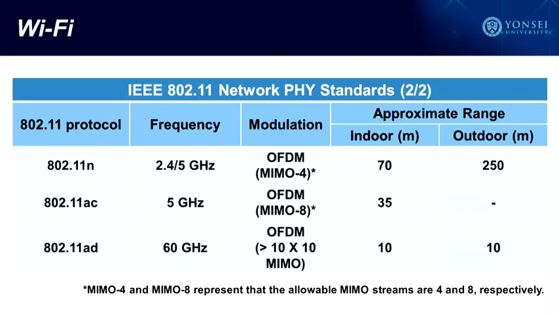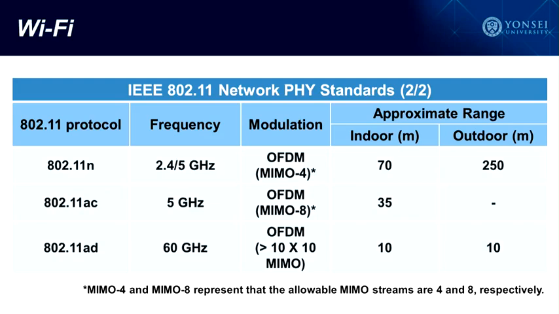Now, for the 802.11 wireless local area network standards, let's take a look at the 11n, 11ac, and 11ad standards. The frequency ranges are, of course, the 2.4 and 5 gigahertz ISM bands. Now, for 11n, this uses OFDM with MIMO of 4. And the range indoors is up to about 70 meters. For outdoors, it actually reaches over 200 meters.